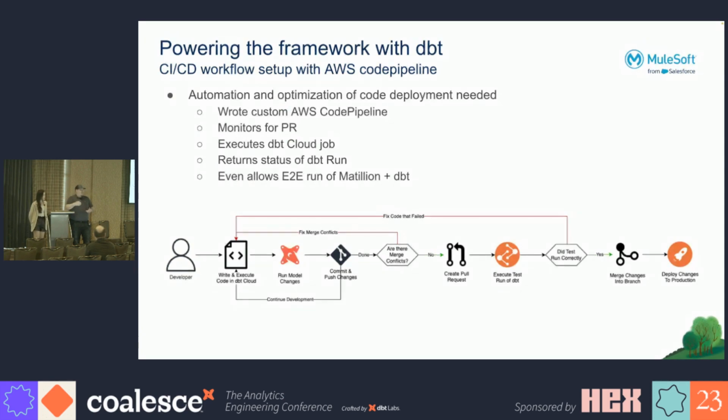It will do that, and then someone can go in and approve. Once it's approved, everything gets merged into production, and it runs the new code in production. That was the automation we got, instead of having a manual process of people trying to move things around and get them into the right place.